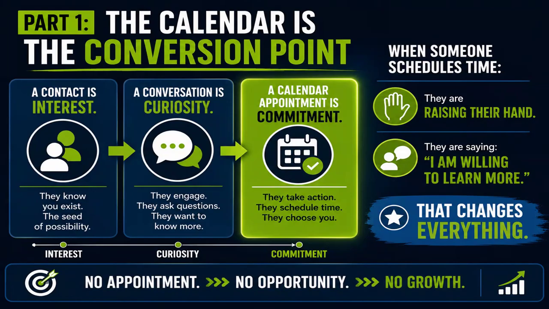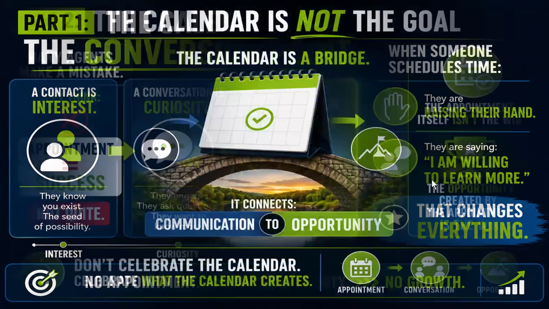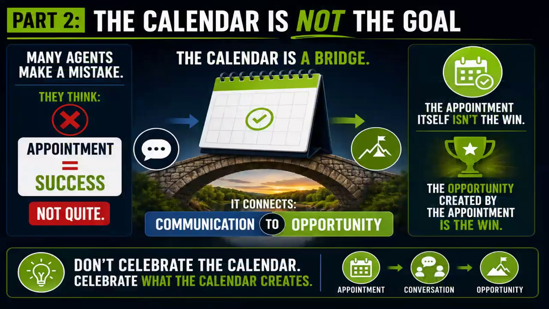The calendar appointment now is a commitment. They've taken action. They've scheduled time. They chose you to talk to. When someone schedules time, they're essentially raising their hand. They're saying, I'm willing to learn more. Guys, that changes everything. And when you start filling up your calendar with appointments, with people wanting to learn more, special things start happening in your business. No appointment, no opportunity, no growth. On the other hand, lots of appointments, lots of opportunity, lots of growth. So it works in both ways. If you're not getting the level of success you're looking for, reverse that cycle. Understand that everything that was working against you can start to work for you.